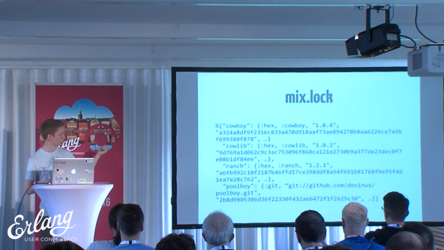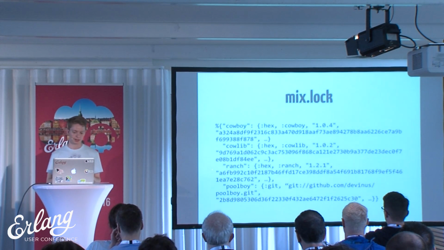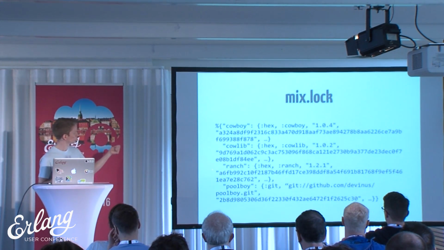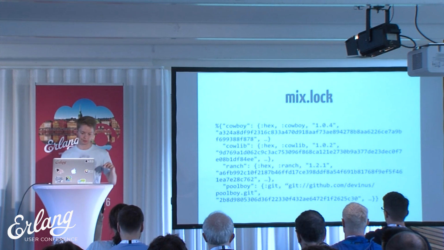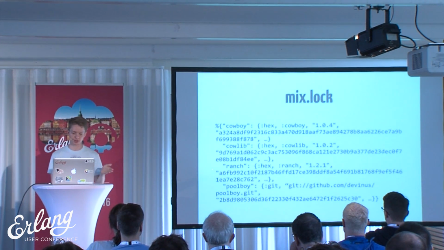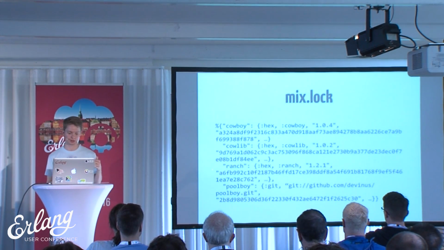So here we have cowboy, cowlib, ranch, and poolboy. And it defines that, so some of these are from Hex. It defines the Hex version, the checksum of the Hex package. For poolboy, it just defines where to fetch it, and the checksum, the Git reference to use for it.